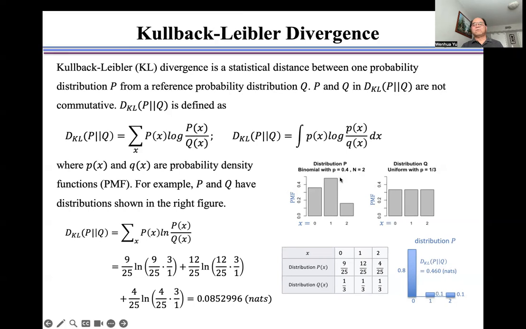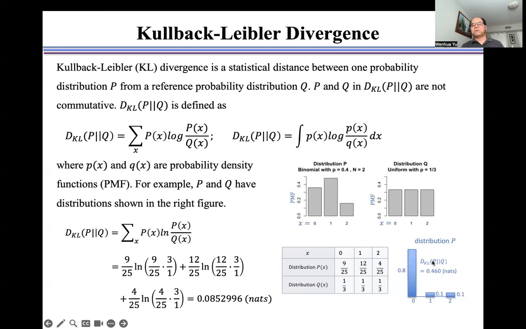For example, P has a distribution over x, and Q has a distribution over the same x. And then using the definition of KL-divergence, we can calculate its value by sum of three terms. We get the KL-divergence value is 0.085296 knots. If P has the same distribution as a reference Q, KL-divergence is 0.